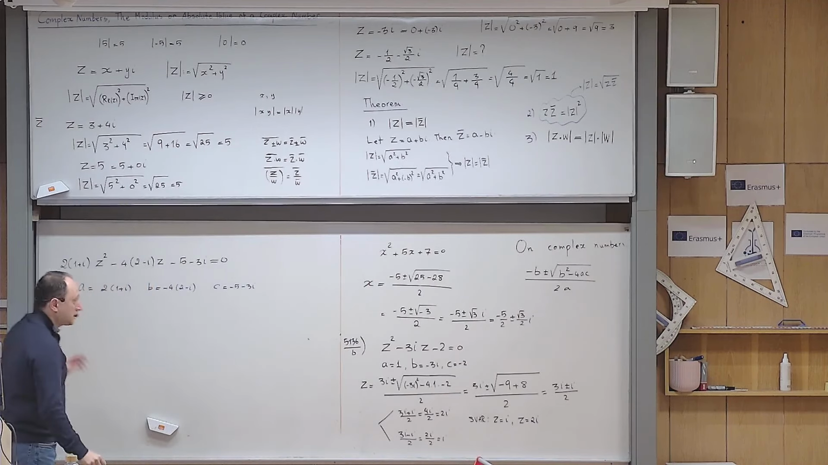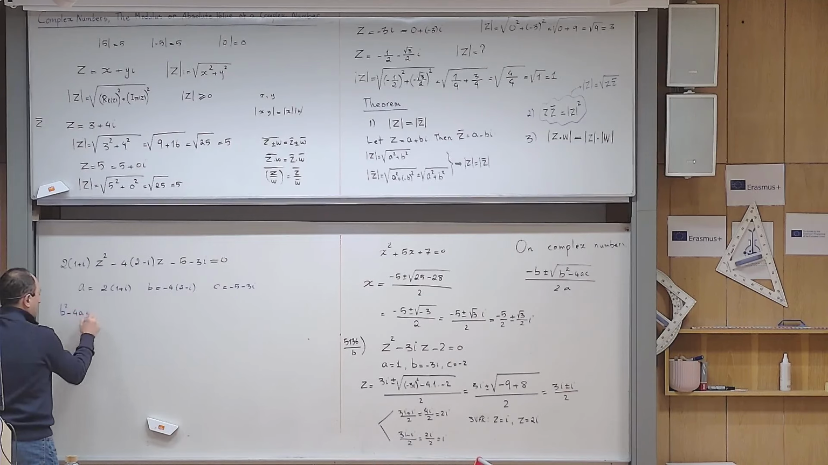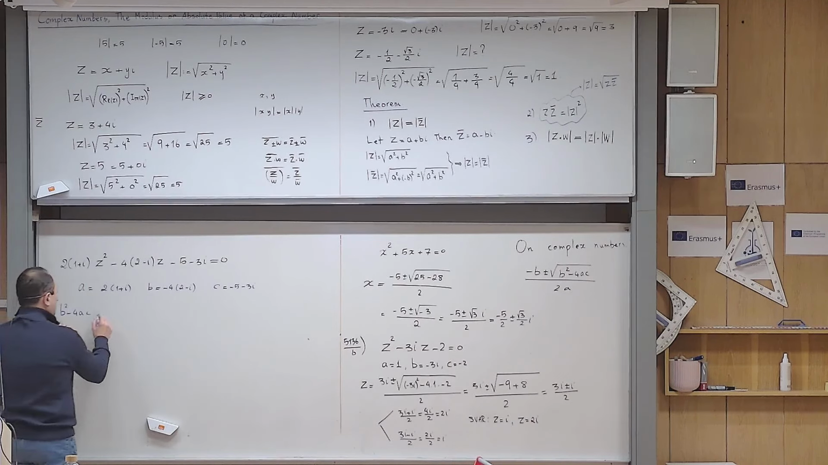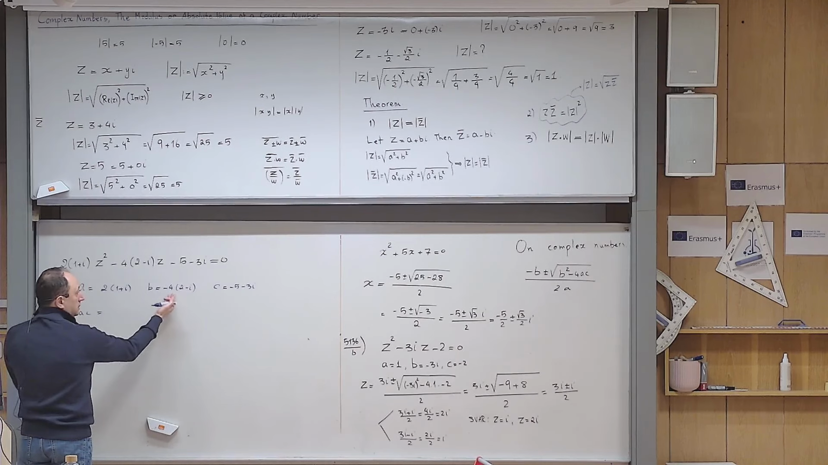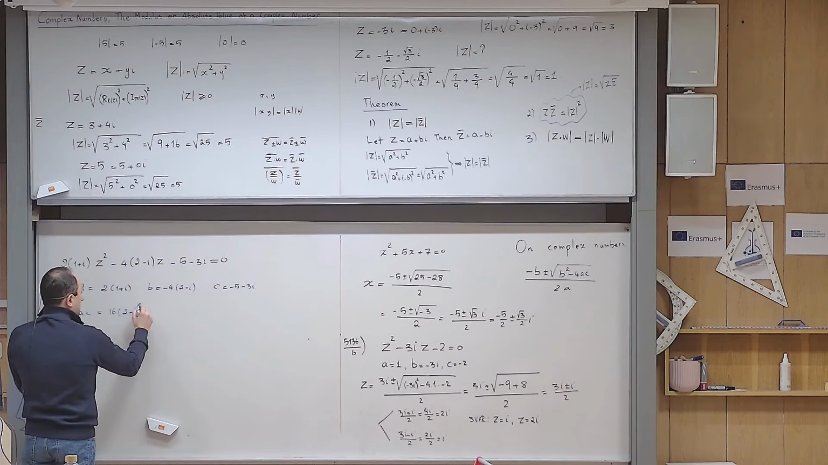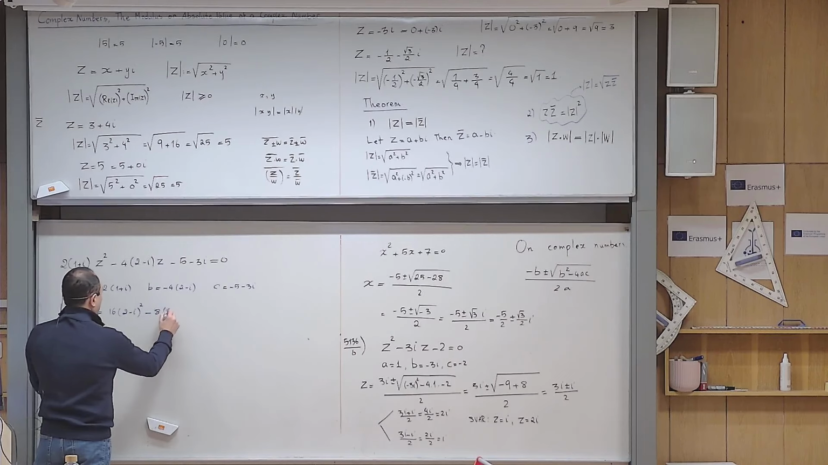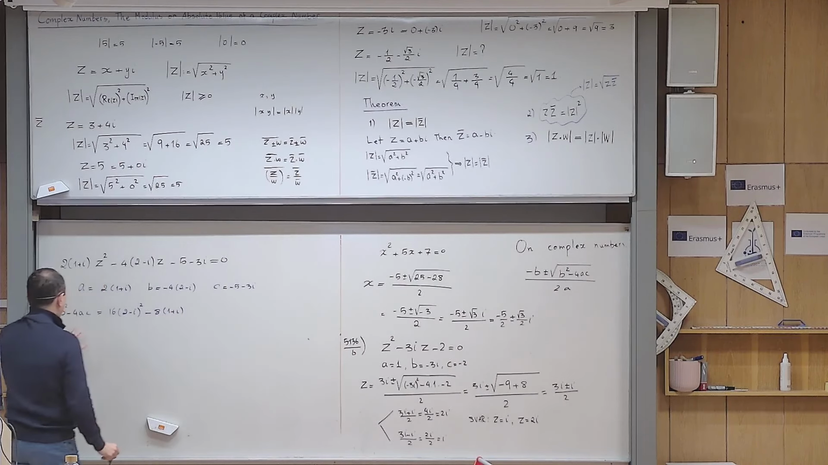Yes? So what I have to calculate first is B squared minus 4AC. I don't want to disturb myself with writing so many things in one formula. So B squared is this number squared. This number is 16, and this number becomes (2 minus i) squared. And minus 4 times this number, which is minus 8(1 plus i), times C.